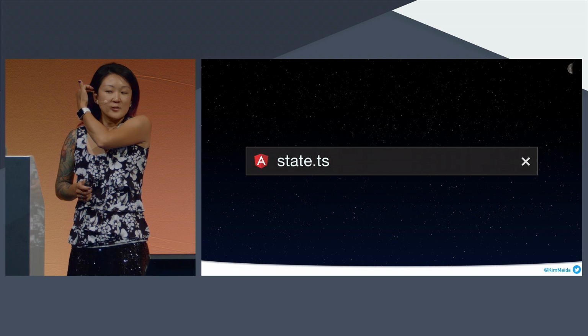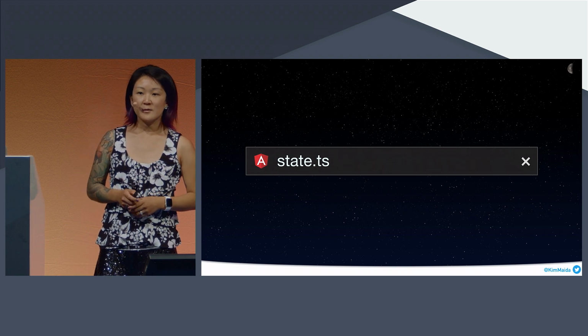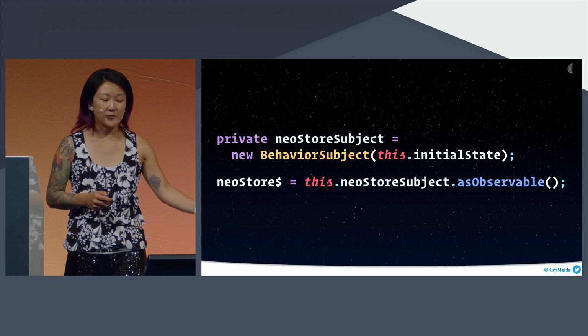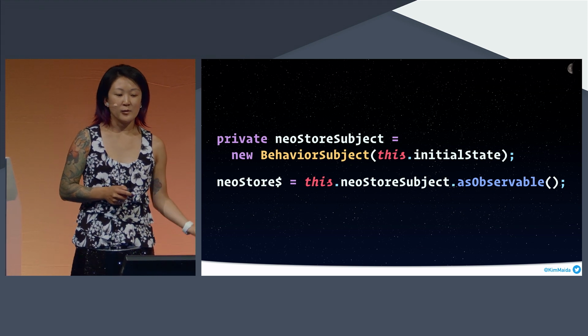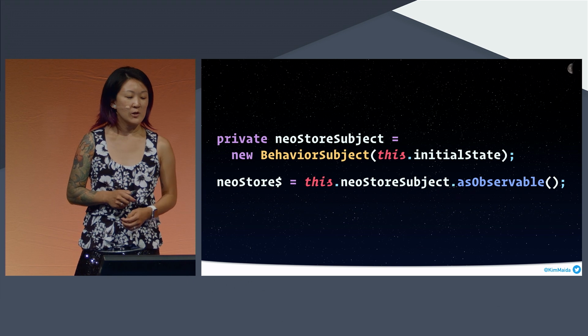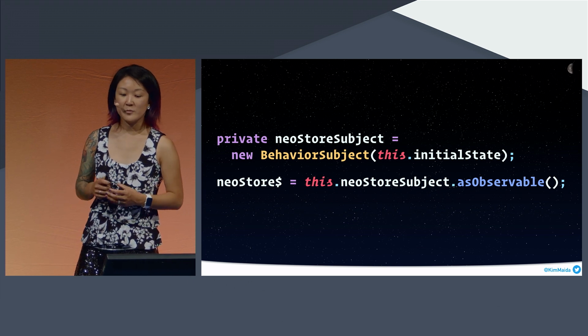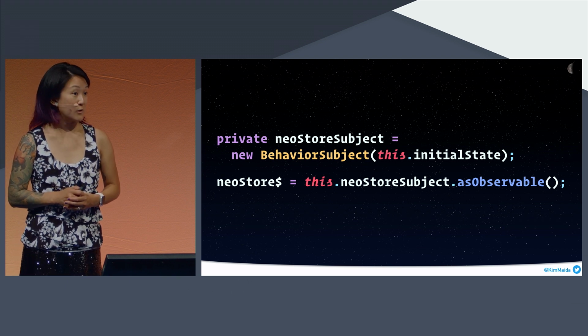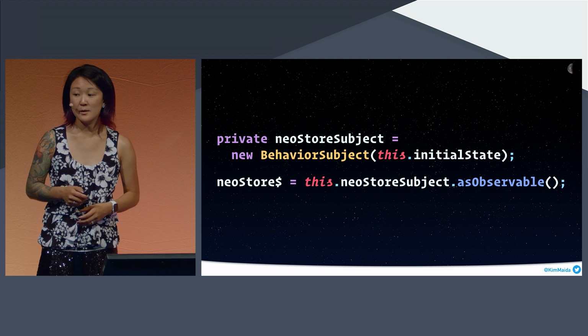Well, the first thing I'm going to do is create a state class this time, because I want to keep my state management logic organized, but I don't want to send the message to other developers on my team that this would be an injectable service. I don't want them to inject it all over the application. So in my class, I'm going to do some things that look pretty similar to the first example. I'm going to create my private NeoStore subject, instantiate a behavior subject, and then create my public NeoStore observable. I'm just going to use it as an observable this time, because I don't need to do any transformations to the values that I'm going to emit.